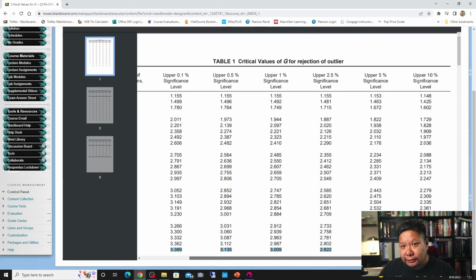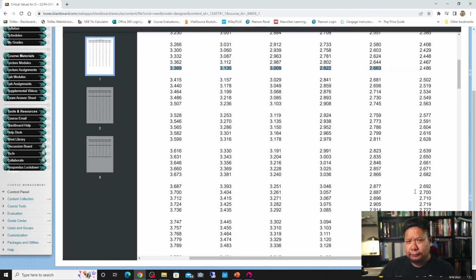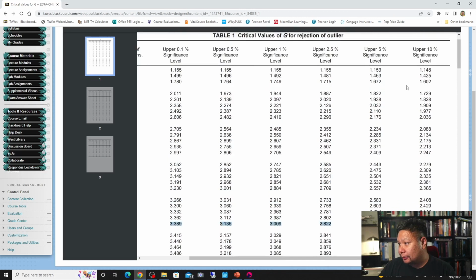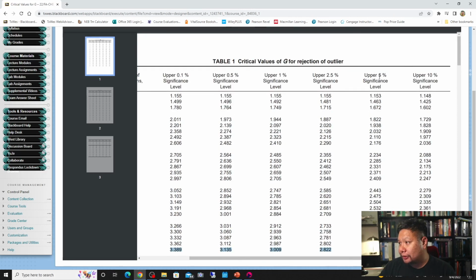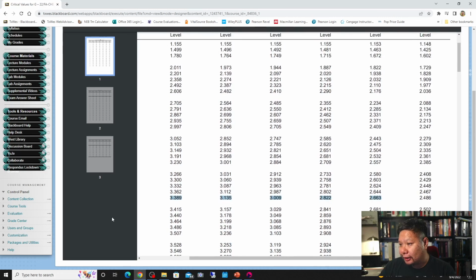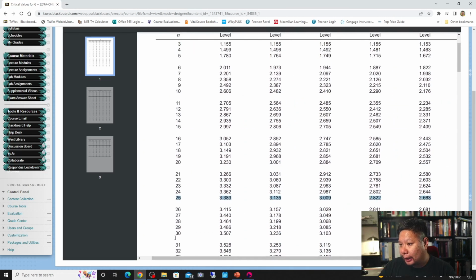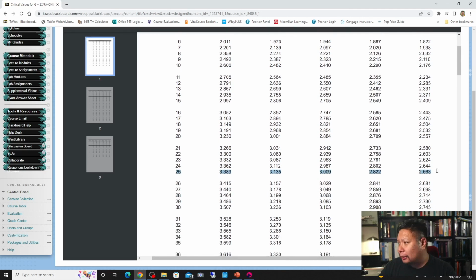Sorry, it's a little low, let me roll up. The G value we want to compare to is the 2.663, right? Because that's where the upper significance level is 5%, and then we are at n equals 25, number of observations equals 25. And so if we do our G calculated and the number is bigger than 2.663, that means we can remove it because it's been statistically demonstrated to be an outlier, and we can remove it so that it doesn't skew our results.